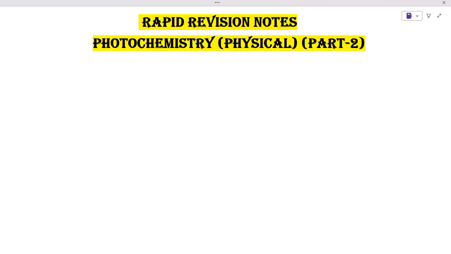Hello everyone, this is part 2 of Photochemistry Rapid Revision Notes. In this video, we will discuss the kinetics of photochemical processes in a unimolecular system, and then we will discuss quenching and the Stern-Volmer equation. So let's start the video.